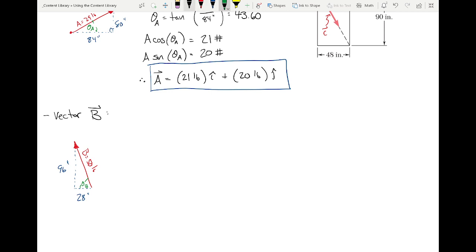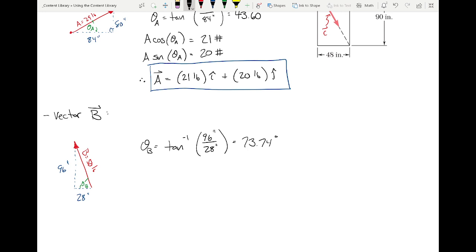All right, so theta B, we're going to do the same thing. We're going to say the inverse tangent of what? Somebody tell me, what do I take the inverse tangent of? 96 over 28, which equals what? Don't be shy. You just yell it out. Anybody got an answer? 73.74. All right, do I have a second on that?